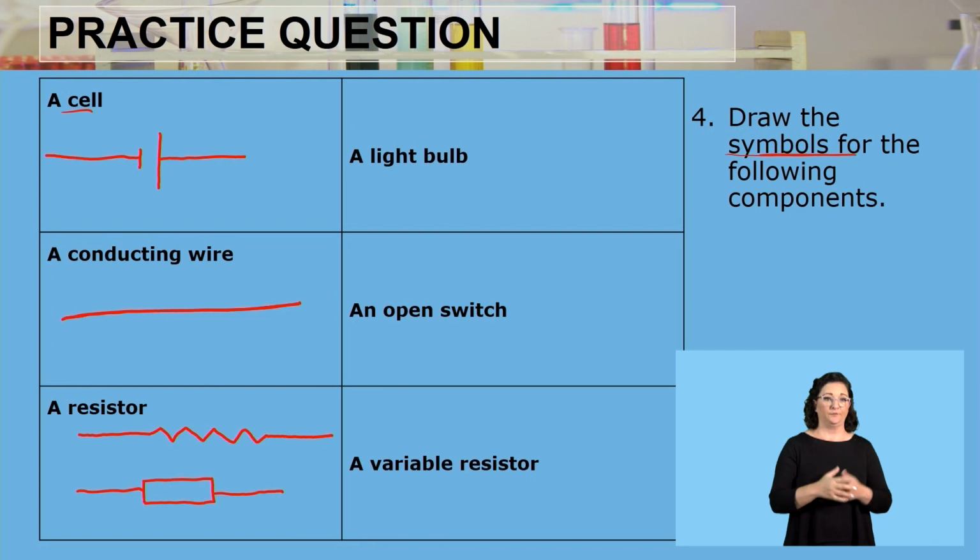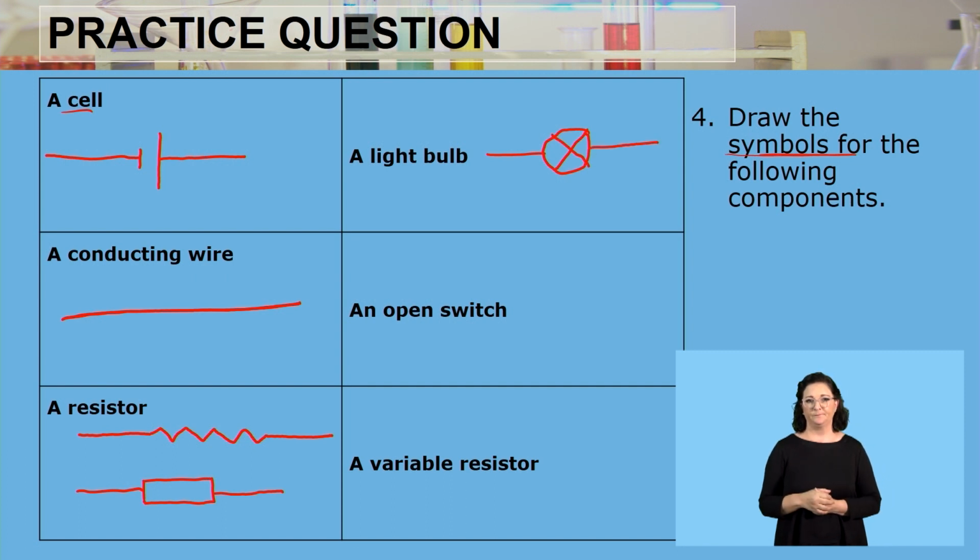And then the next one is a light bulb. We need to know the symbol for a light bulb and be able to draw it. Remember, a light bulb is that circle with a cross inside, also connected with the wires on the other side. Remember that a light bulb is also an example of a resistor. It resists the flow of current passing through it. It doesn't make it easier for current to pass through it, but it does allow it to pass through.